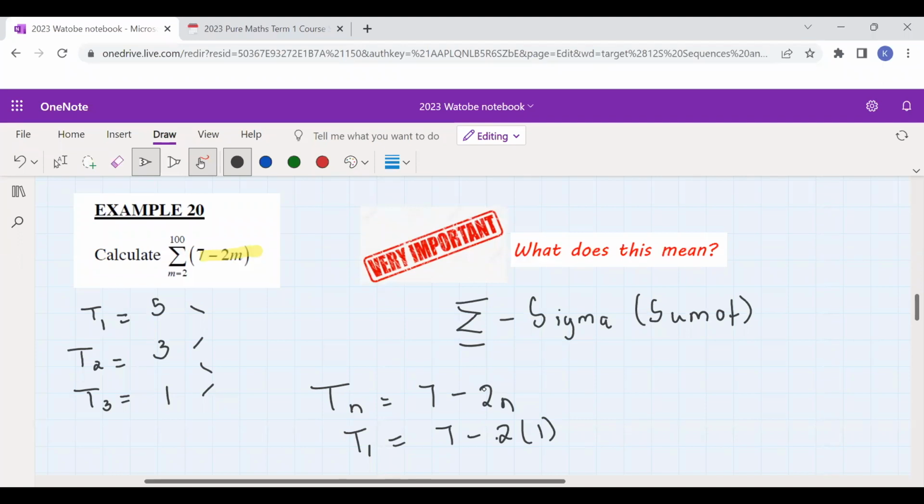This thing wants the sum from 2, but we can't start substituting from 2 because every single sequence has a number 1. When you start counting, you go 1, 2, 3, 4, right? So we still need a T1.